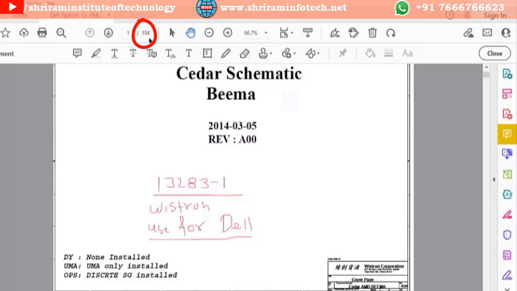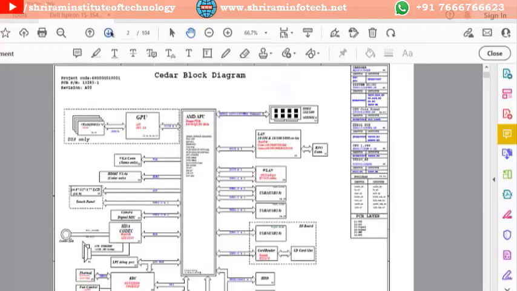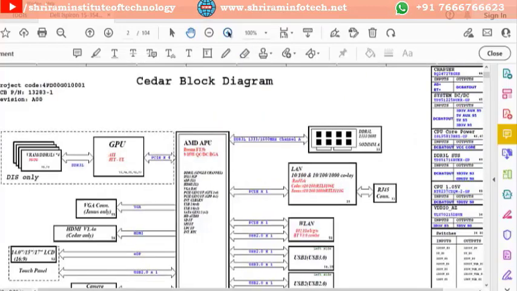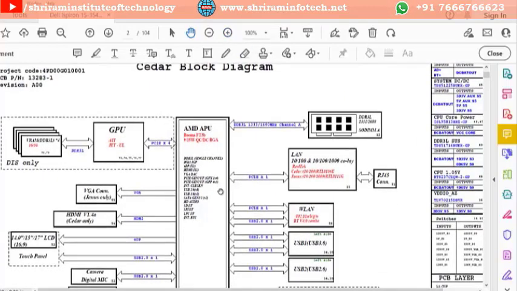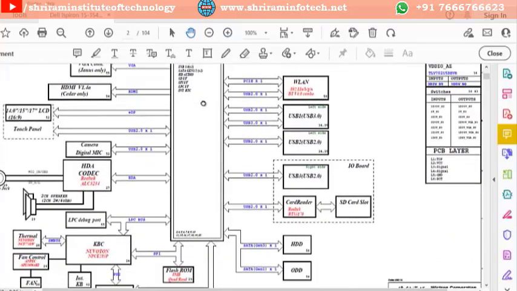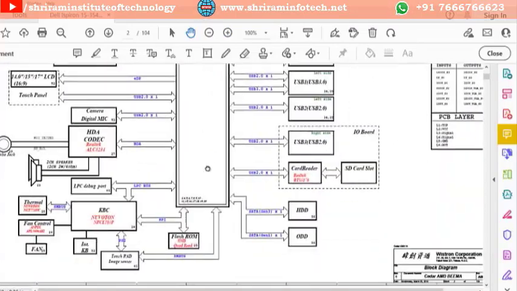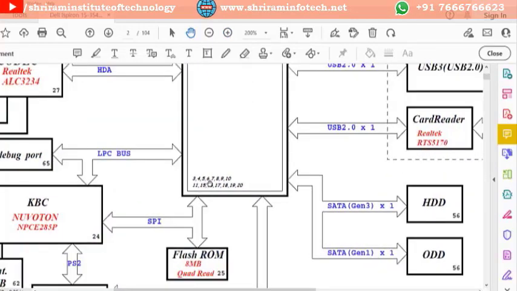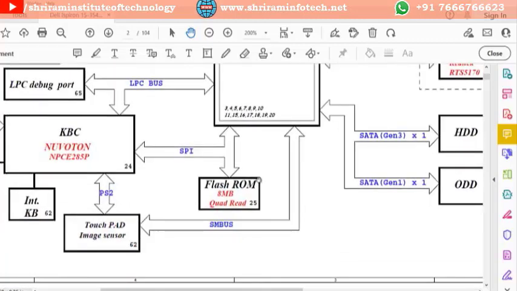This second page is basically a block diagram, where this indicates the CPU. This is an AMD processor, and the processor information is given on page numbers 3, 4, 5, 6, 7, 8, 9 till 20. And this is a flash ROM, it's called the BIOS.